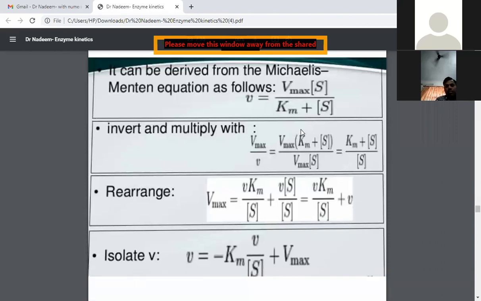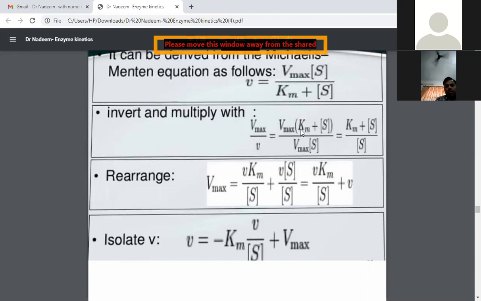Again, you can rearrange by cross multiplication. Vmax by V is equal to Km plus S upon S. Upon cross multiplication, Vmax becomes V Km upon S plus V S upon S. Simplified by cancelling the substrate concentration on the right hand side, it becomes V Km upon S plus V.